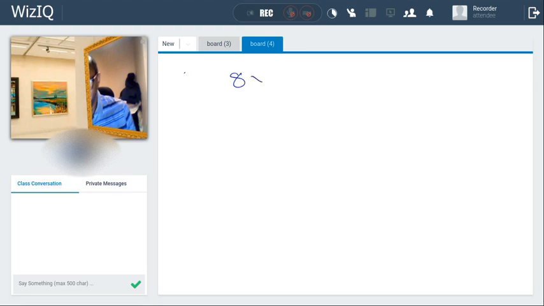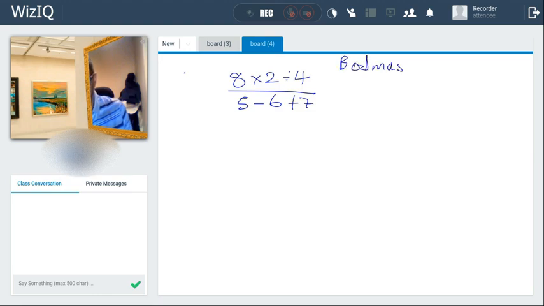8 times 2 divided by 4 over 5 minus 6 plus 7. Okay. So the top, again, we are using BODMAS. BODMAS tells us that we are looking at the multiplication and division. So BODMAS says we need to divide first. Can you see? So it's 2 divided by 4. Do you agree? Because the division is between 2 and 4. So I said if you put a bracket here, it will help you to see what you do.